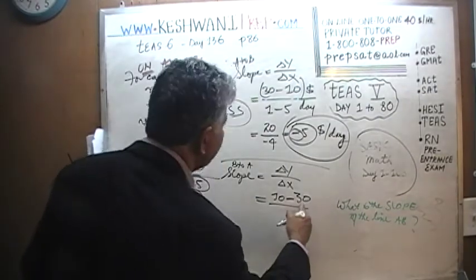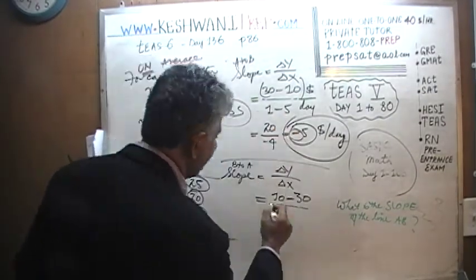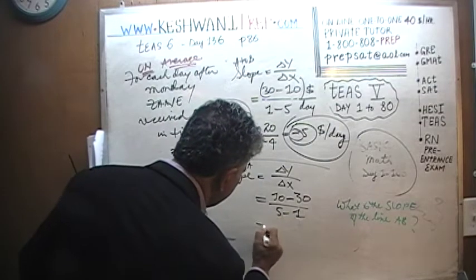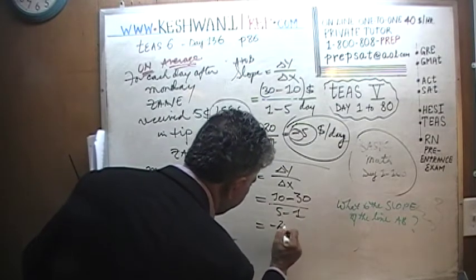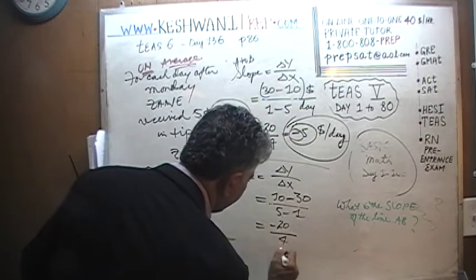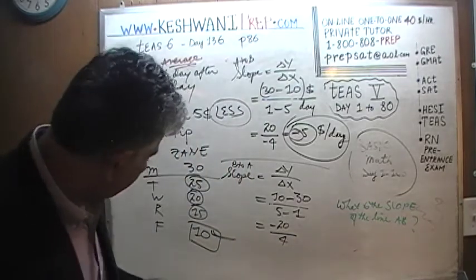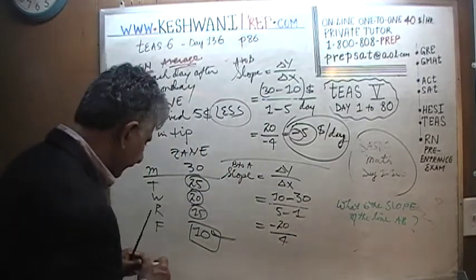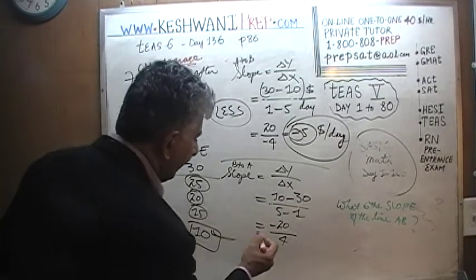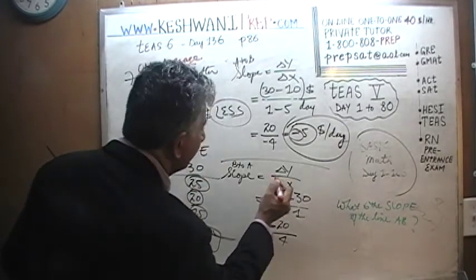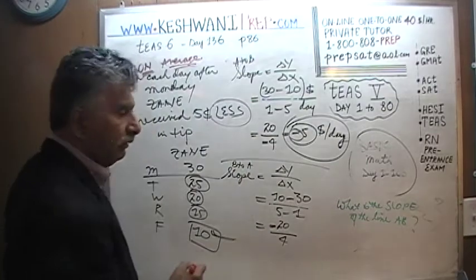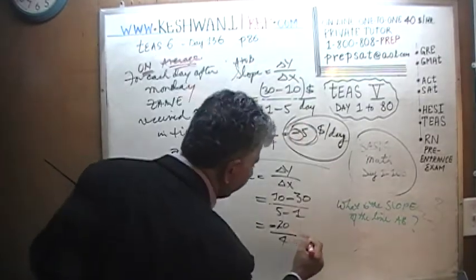So it's 10 minus 30 over 5 minus 1. 10 minus 30 is negative 20, and 5 minus 1 is 4. You see, it's the same value. The only difference it makes is that the negative sign ends up appearing on the top before it goes at the bottom. But the value is not going to change. Of course, it's going to be negative 5.